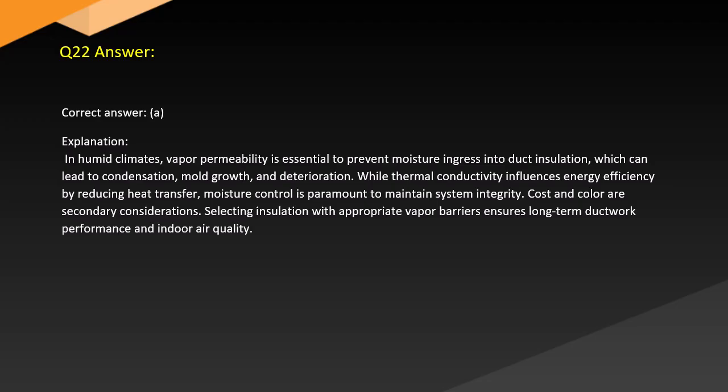Answer. Correct answer. A. Explanation. In humid climates, vapor permeability is essential to prevent moisture ingress into duct insulation, which can lead to condensation, mold growth, and deterioration. While thermal conductivity influences energy efficiency by reducing heat transfer, moisture control is paramount to maintain system integrity. Cost and color are secondary considerations. Selecting insulation with appropriate vapor barriers ensures long ductwork performance and indoor air quality.